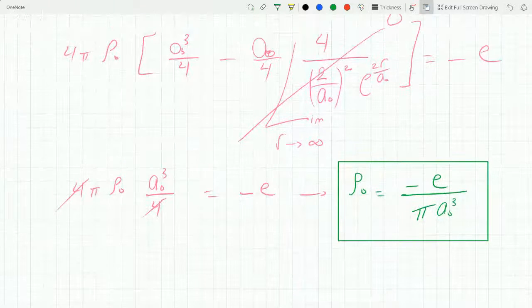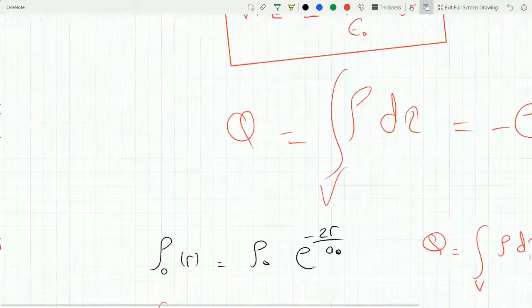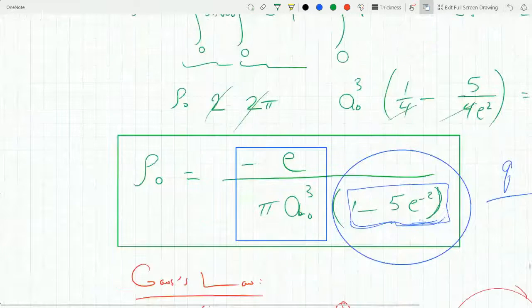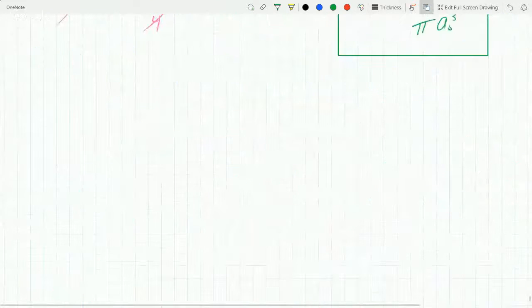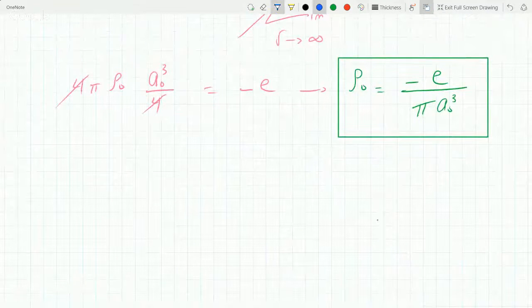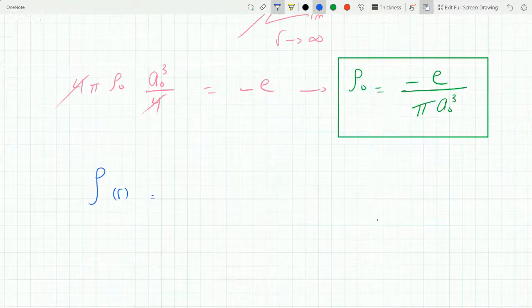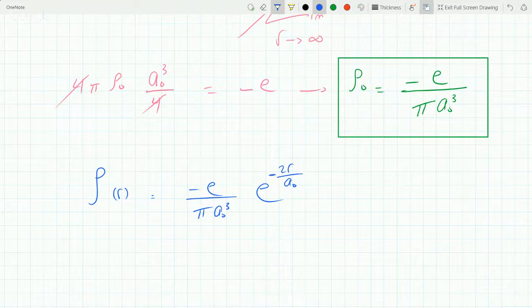Okay, so now having done that, now I know that the function will be this function here at the very beginning. So rho of r is equal to minus e over pi a0 cube e to the minus 2r over a0. Okay, and so now we have to find the field.